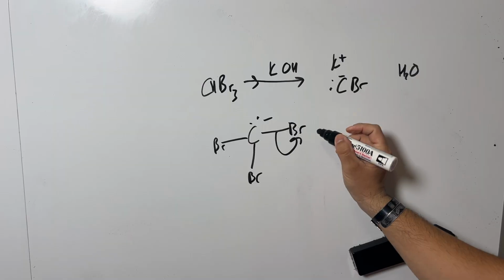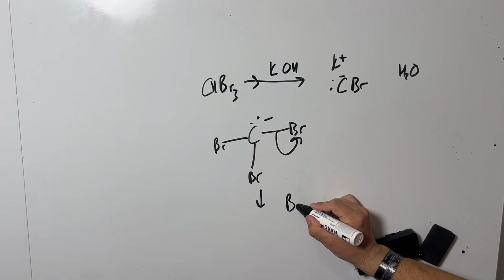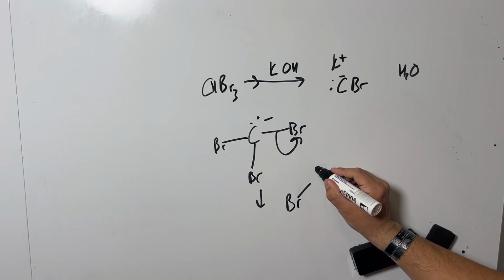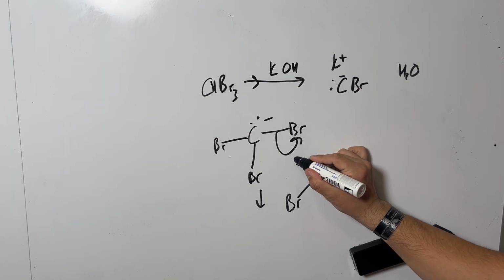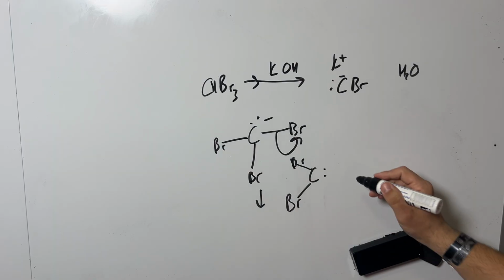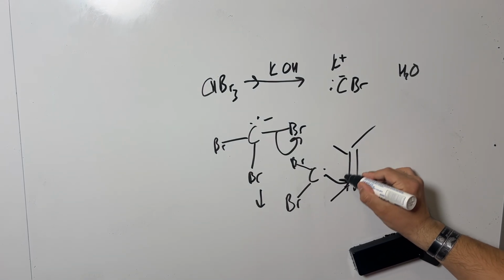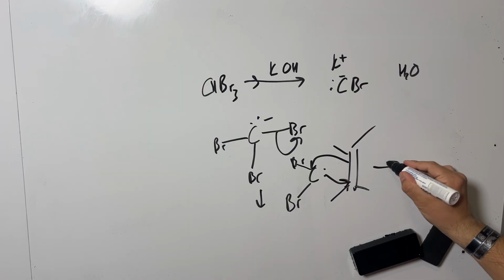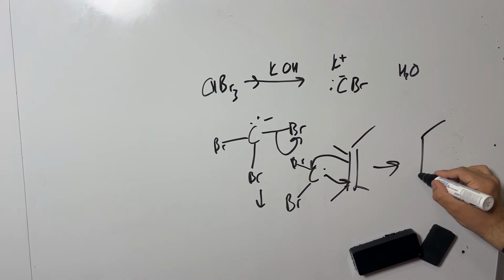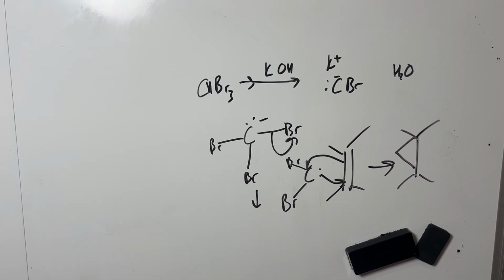Now, what we can do is we can kick these electrons off. This forms our carbene. Now we can go and react this in a cyclopropanation reaction where we have our alkene. We add back, and we have formed our cyclopropane. Those are 3 common ways to do that.